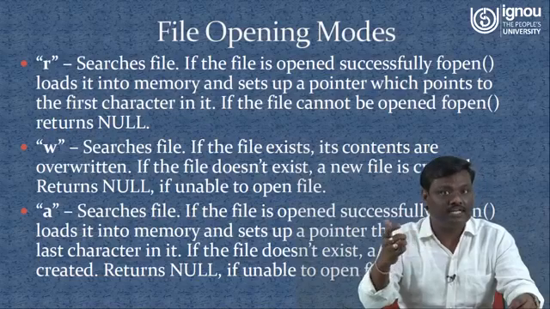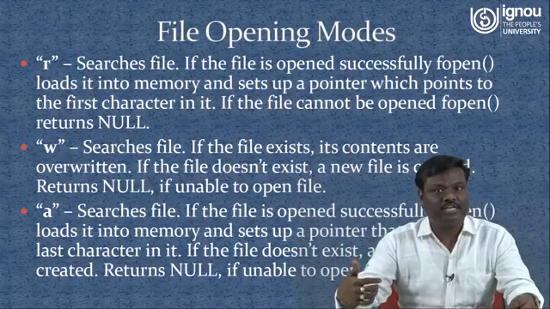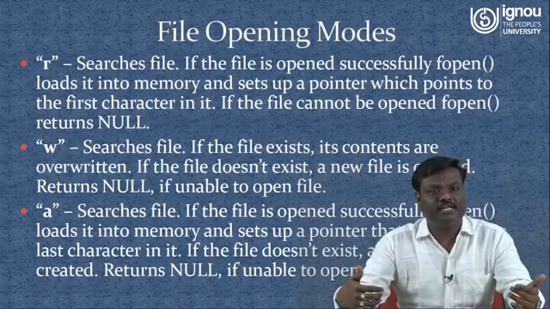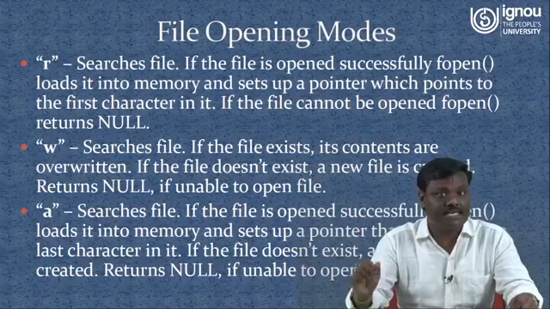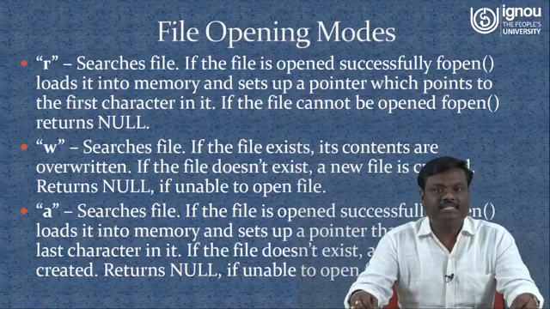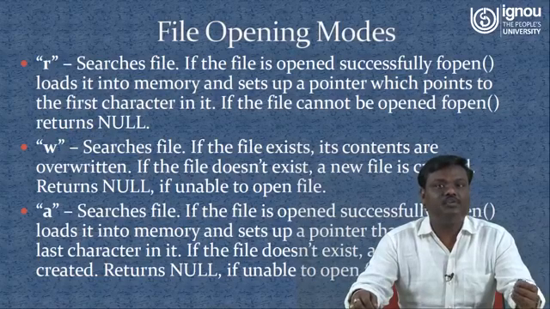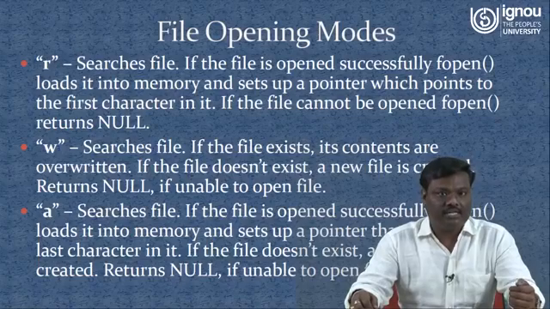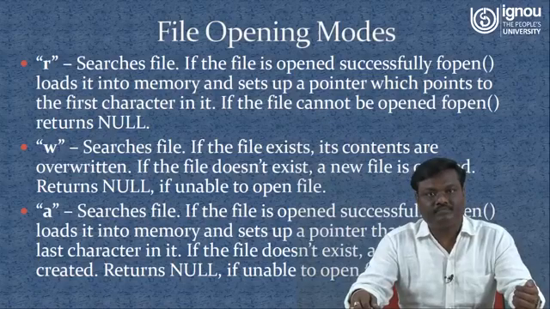End of file is the delimiter for that file. If the file cannot be opened, it returns null. For write, you put the mode as W within double quotes as the second argument. If the file exists, its contents are overwritten. If the file doesn't exist, a new file is created, and it returns null if unable to open the file. Then another mode that we will discuss is the append mode.